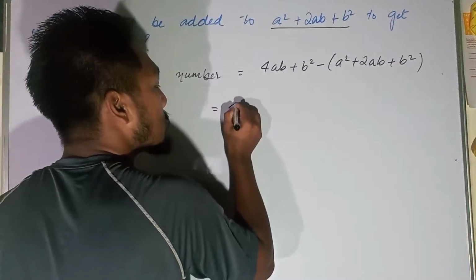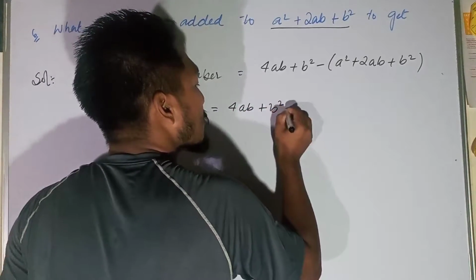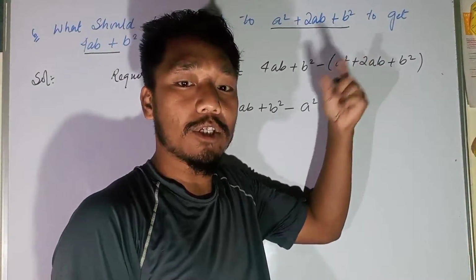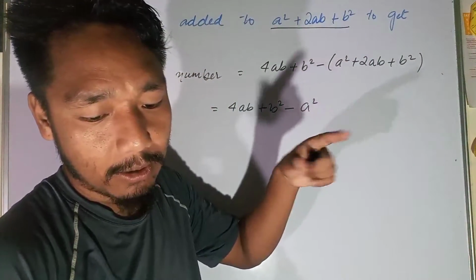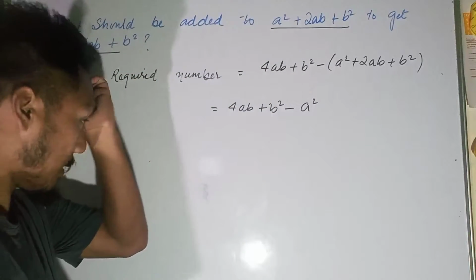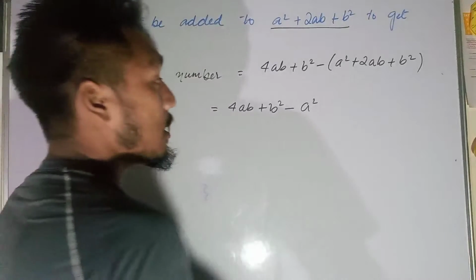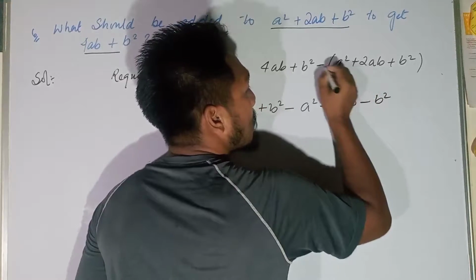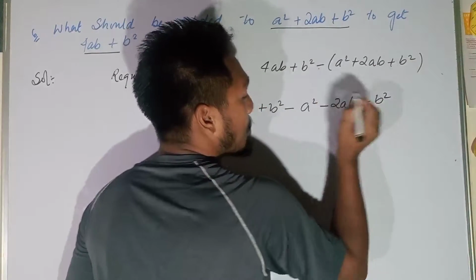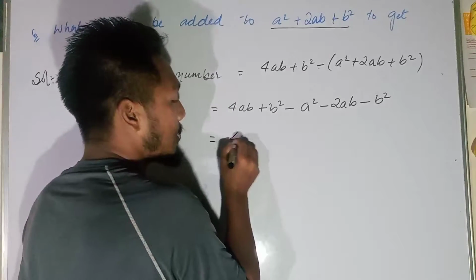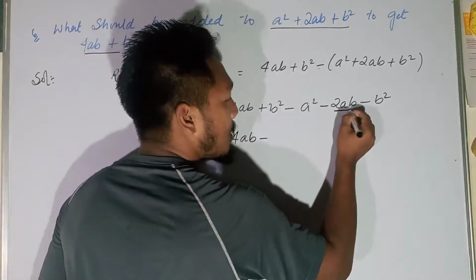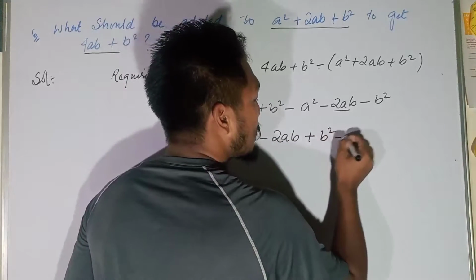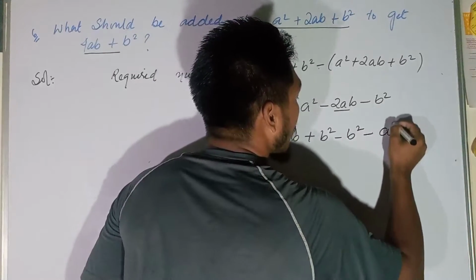So if I subtract this, what is it? 4ab plus b squared minus a squared. Whenever there is a minus before the bracket, the signs inside will change. If it is plus, no sign will change, but if it is minus, the sign will change. Minus 2ab, and minus plus b squared becomes minus b squared. Now, see ab and ab, let's write them together; plus b squared and b squared, let's write them together; and we have only a squared remaining.